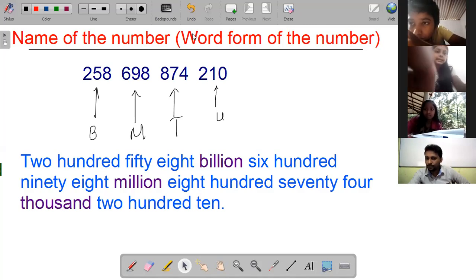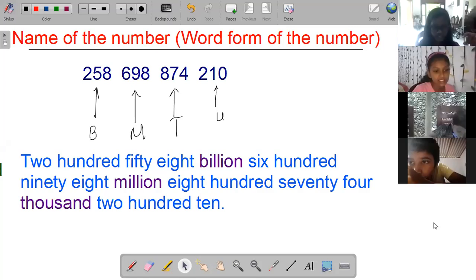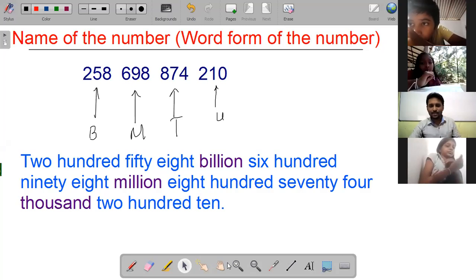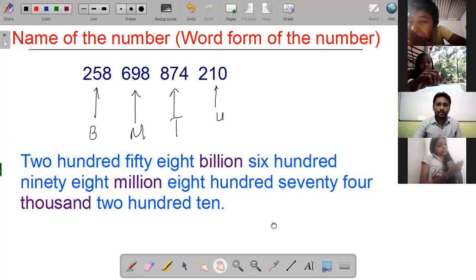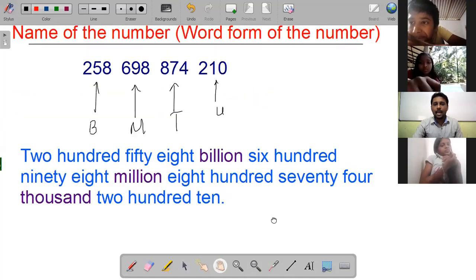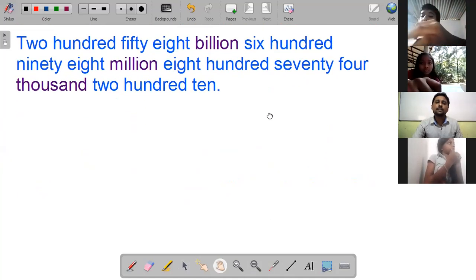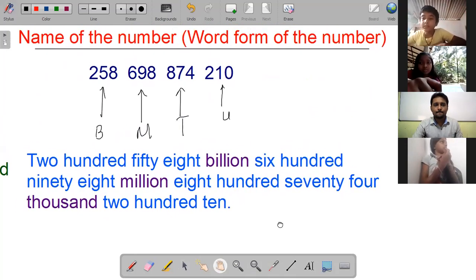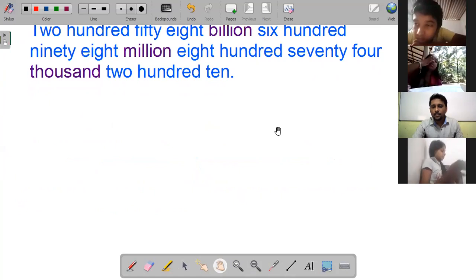Yes, sir. Very clear. Okay, right. Now I will give the number for you to write down these parts. Okay, right. You write down the next example as the question. Okay, I will give the number.